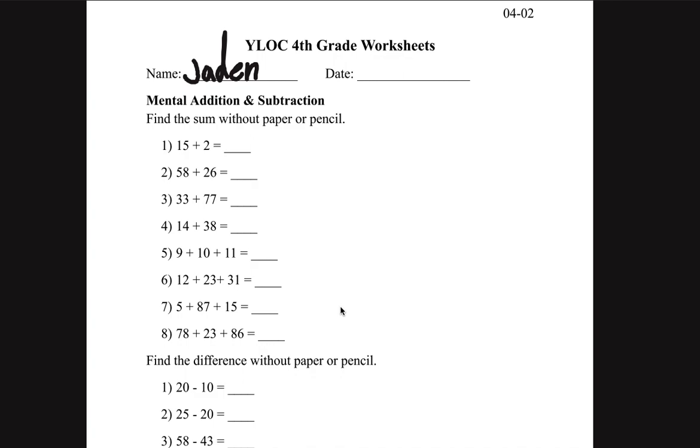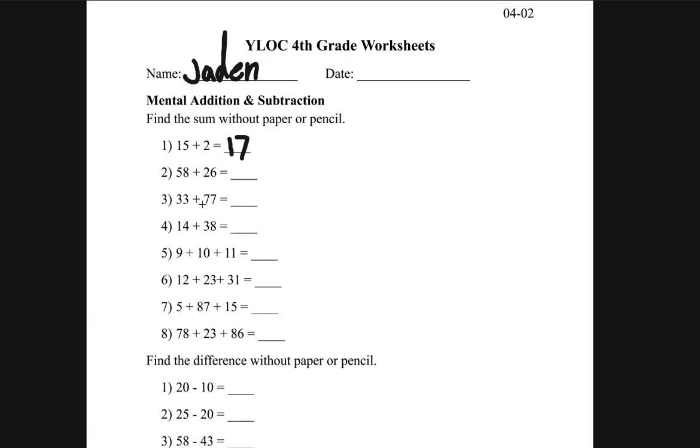Grade Lesson 2 worksheets. We're going to do some mental addition and subtraction without using paper or pencil. Okay, so let's look at number 1. We have 15 plus 2. Since there's nothing to add to the 1, we just keep the 1, and then 5 plus 2 is 7, so 17. We can do that easily mentally.